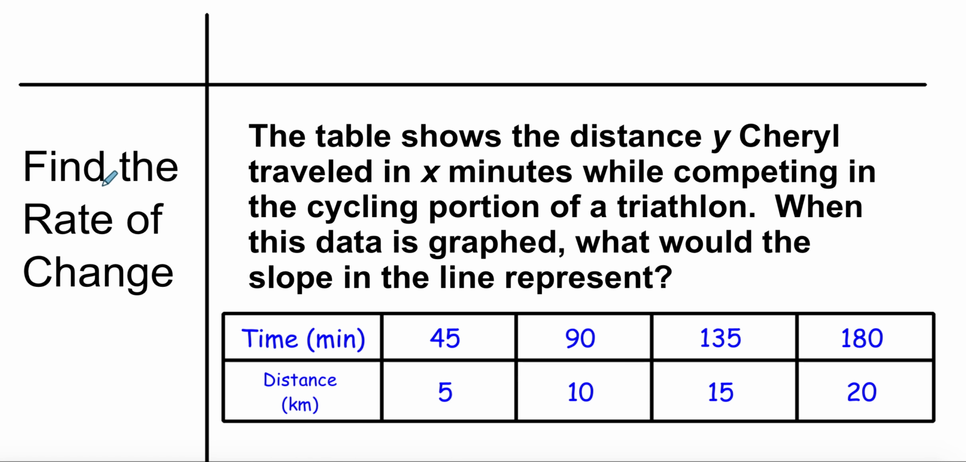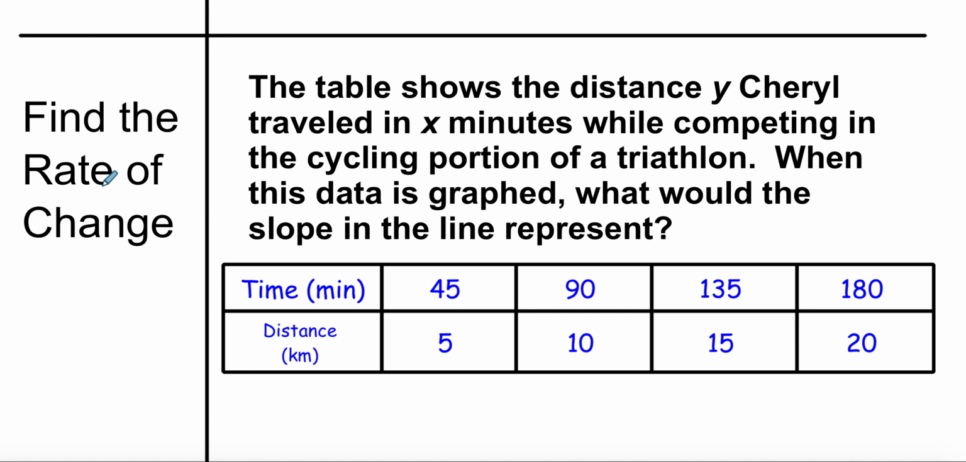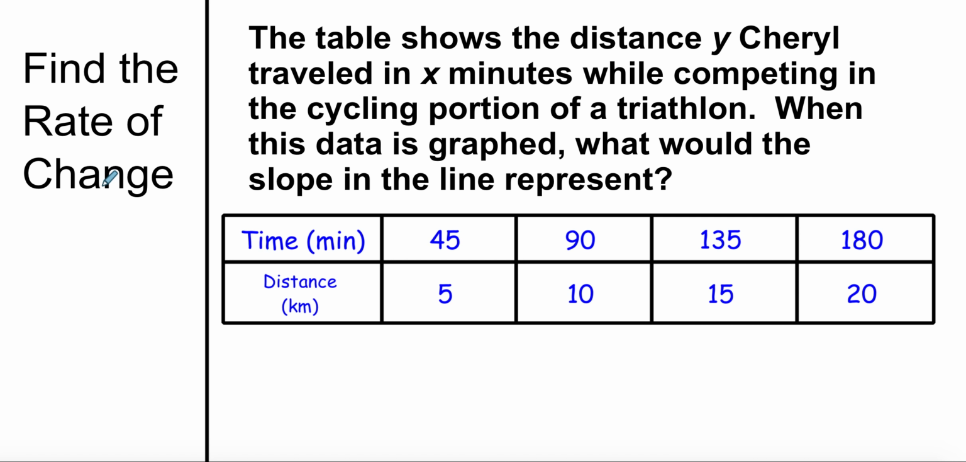All right. Find the rate of change. What I would like you to do is, after I read this, to pause it and see if you can determine the rate of change, and then come back and check it for yourself. The table shows the distance, y, that Cheryl traveled in X minutes while competing in the cycling portion of a triathlon. When the data is graphed, what would the slope in the line represent? Really quick before you pause it, remember that slope, and we'll talk more about it later, is the same thing as the rate of change. So what would the rate of change in this line represent?